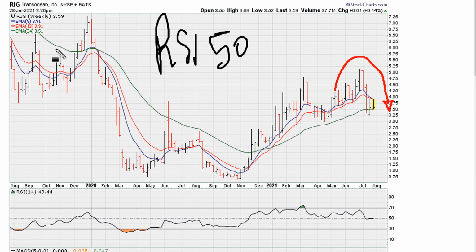So let's take a look at RIG, and we can see this stock, Transocean, was higher in the weeks prior and now has rolled over. So let me try and explain where this is coming from. This is the weekly, 2 years of data.